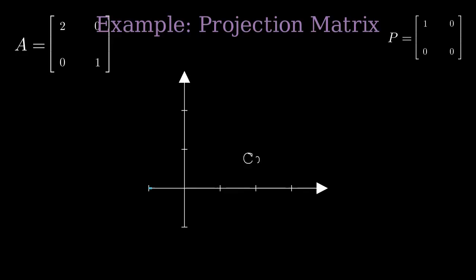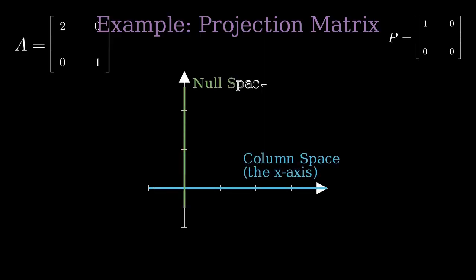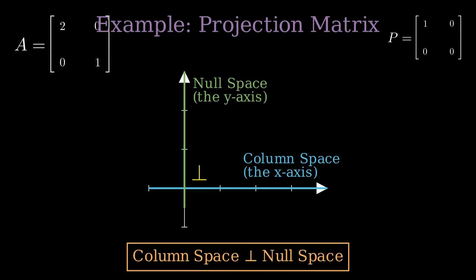Now here's the key. What is the column space? And what is the null space? Any vector on the y-axis gets sent to 0. Notice they're perpendicular. This is always true.